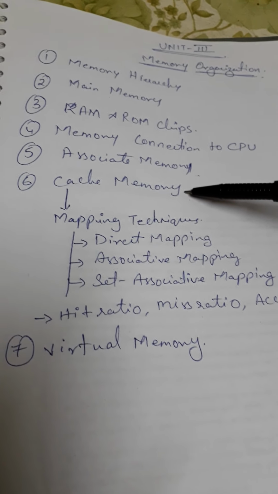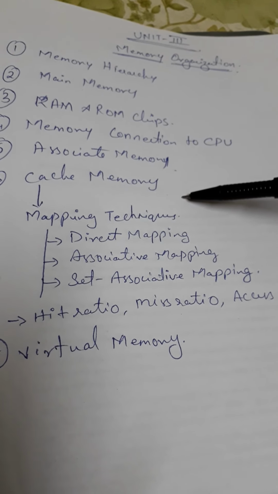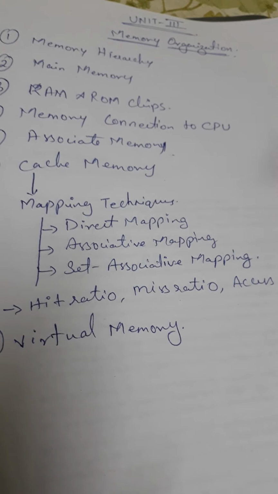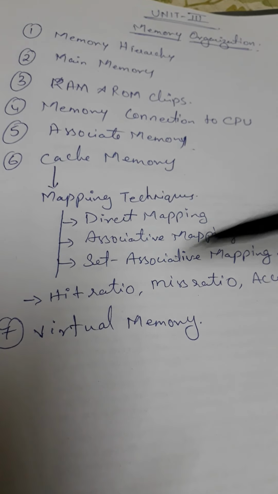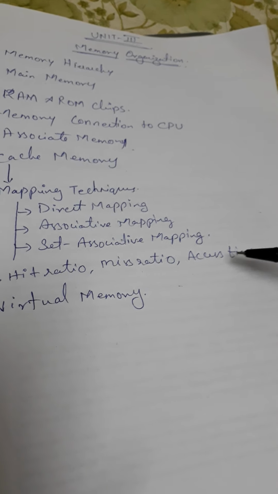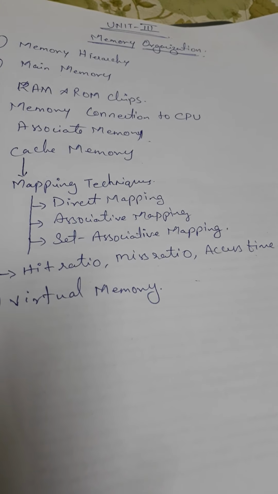In cache memory we have some mapping techniques. In that again we have three types: direct mapping, associative and set associative. As we go ahead we will talk about these types of mapping which is done in the cache memory. And then there are a few terms we need to get familiar with when talking about cache memory: hit ratio, miss ratio and access time. When we cover the topic we will see these concepts.